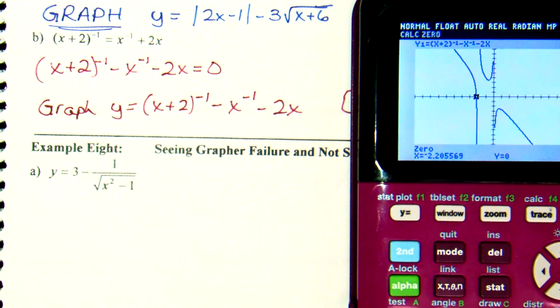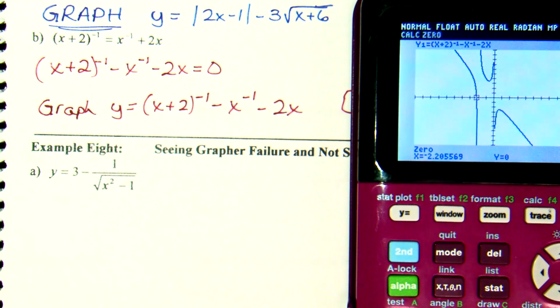Negative 2.21 is what I rounded to. If you can't get exactly there because the cursor skips, that's fine, it's just how the graph is. Just hit enter. The guess doesn't have to be very precise.